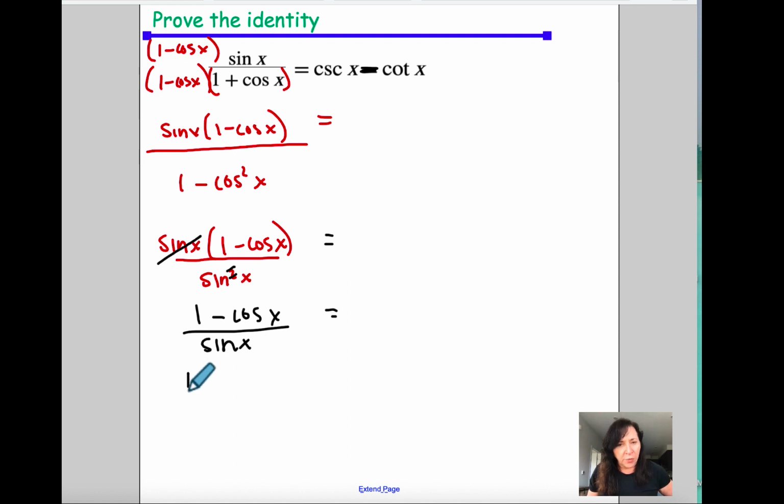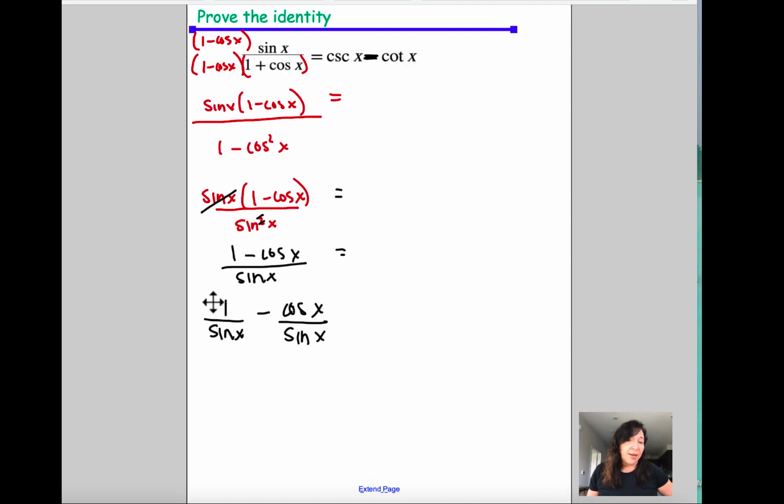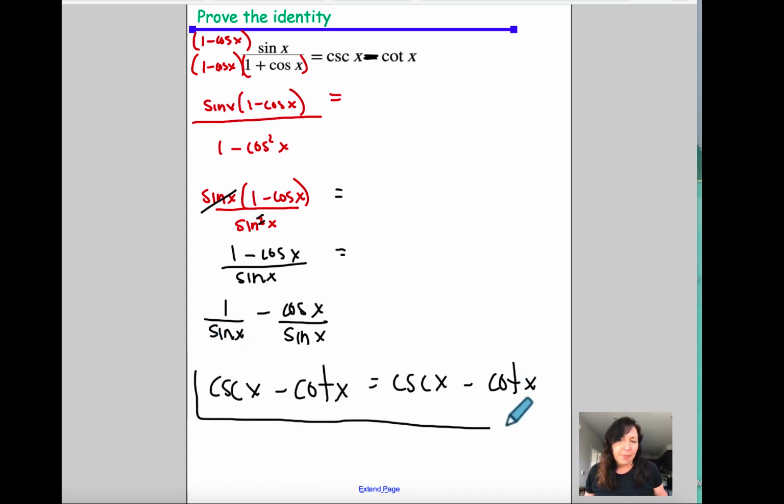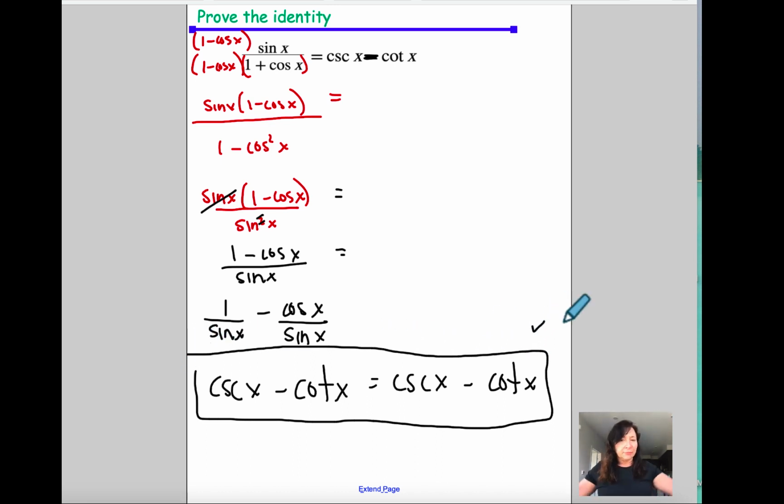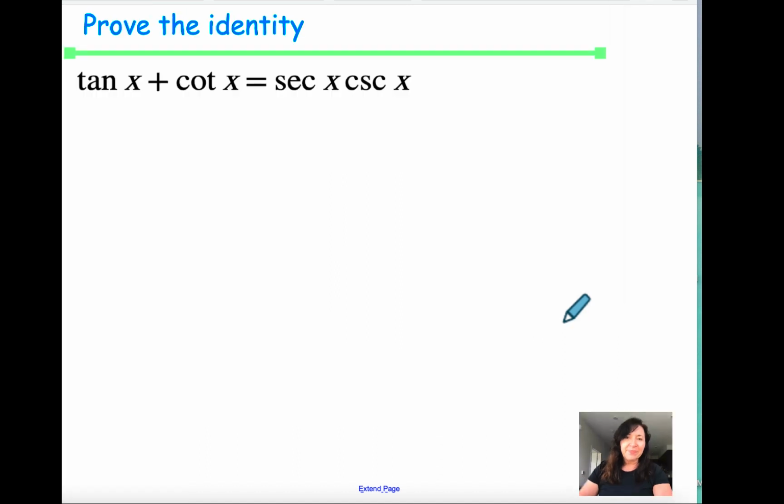And so we're going to go, this is 1 over sine of x minus cosine of x over sine of x. And 1 over sine of x is actually cosecant of x, and cosine of x over sine of x is actually cotangent of x, which is, hello, what we are trying to prove. So minus cotangent of x. These are the same. You're going to box that up, and you're going to go, check. We did it. All right.